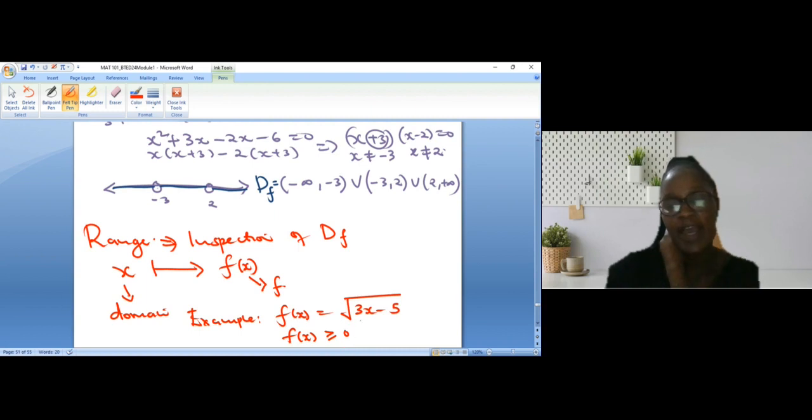But you're restricting to x greater than or equal to 5 over 3. And you can see when you take x equal to 5 over 3, that's a 0.